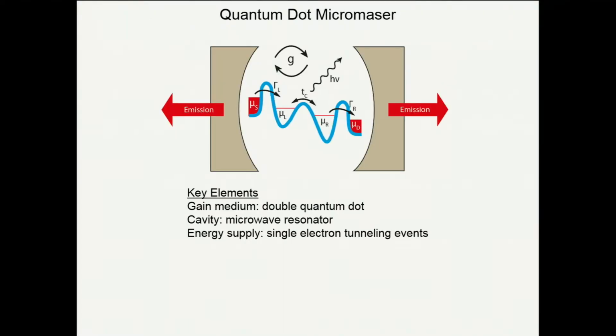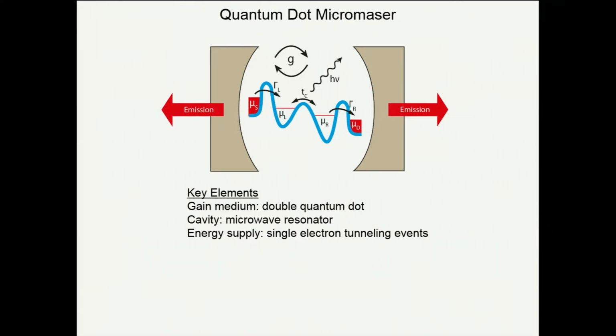And what we've been thinking about in my group is, is there a way to make a device like this, a laser or a maser, that's driven by single electron tunneling events in a quantum dot device? So the key elements of our quantum dot micromaser are going to be: the gain medium is going to be a quantum dot. In this case, it's a double quantum dot, two dots that are coupled together. We're going to trap the light in a microwave cavity, a superconducting cavity.